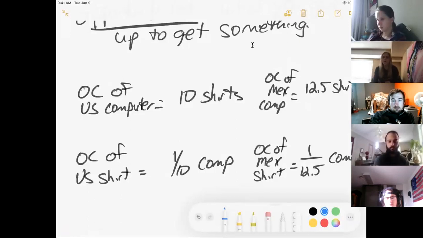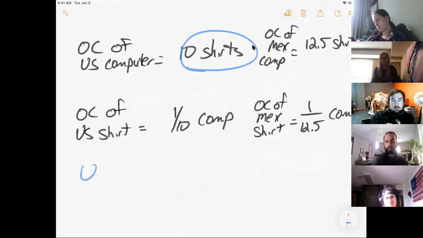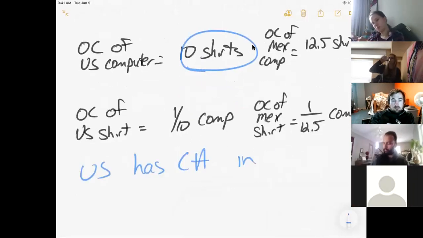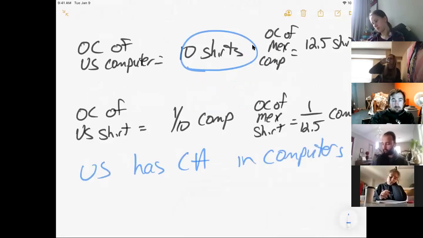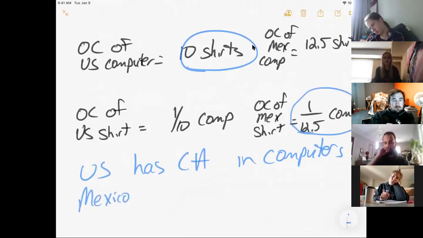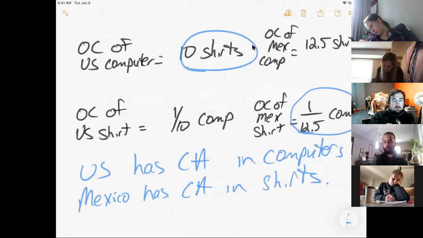The United States. The US has comparative advantage in computers because they're the low opportunity cost producer. How about shirts? Mexico, right? Mexico is the low opportunity cost producer of shirts, so they should produce shirts.